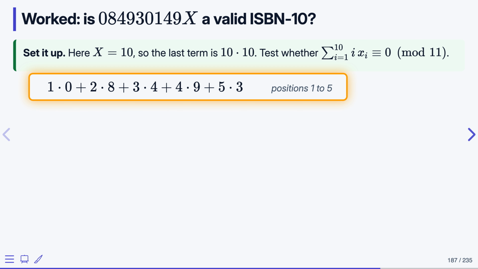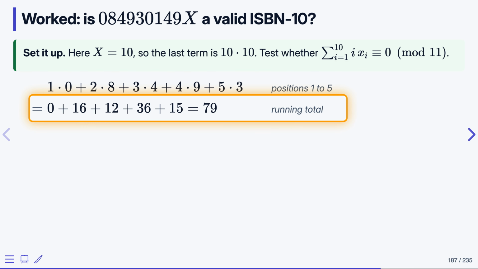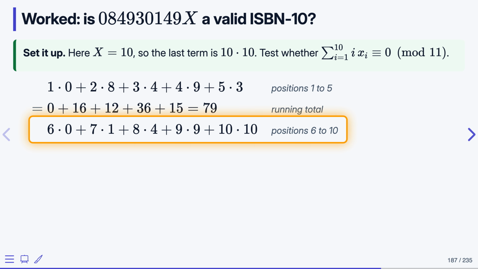Line 0. Positions 1 to 5. 1 times 0, 2 times 8, 3 times 4, 4 times 9, 5 times 3. Step 1, work them out. 0, 16, 12, 36, 15. That adds to 79.